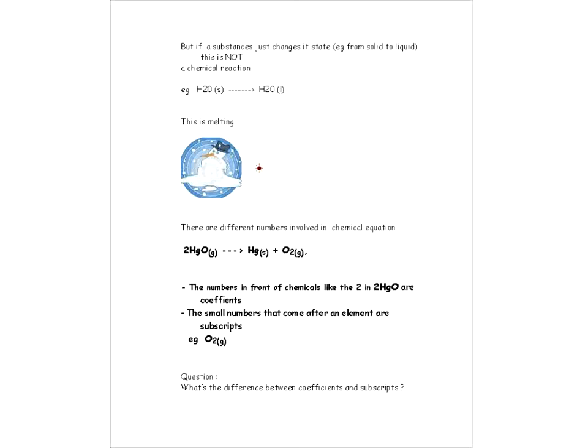Okay, good stuff. So at this point, we're just going to talk about some different numbers that are involved in chemical equations. Sometimes we have these big numbers in front of these chemicals. Well, what are those? And also we have these little numbers. What are they? Well, the numbers in front of chemicals, like this 2 in front, so we have 2HgO, those are called coefficients. And the small numbers that come after an element and are down below, like this little 2 with oxygen, those are called subscripts. So the question you have here is, what is the difference between coefficients and subscripts?